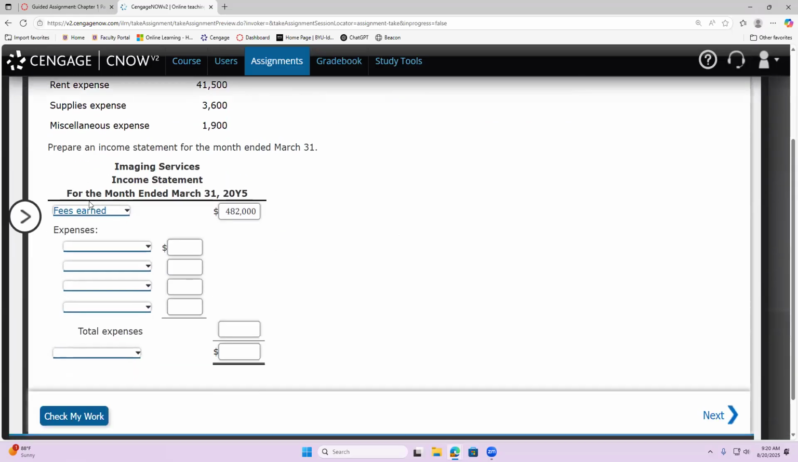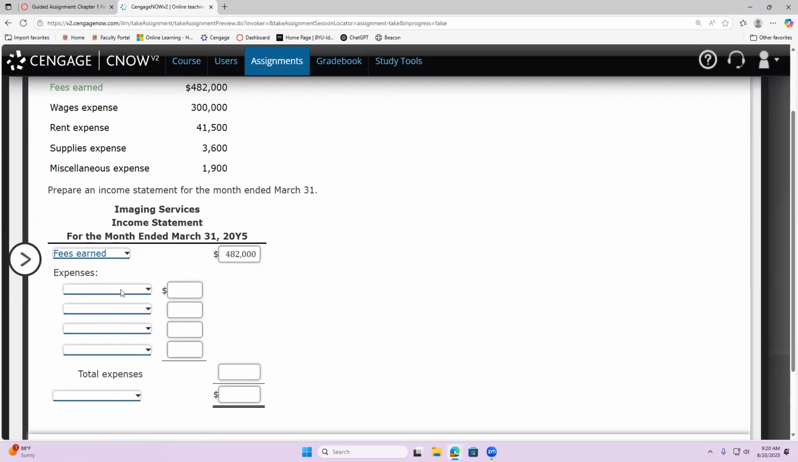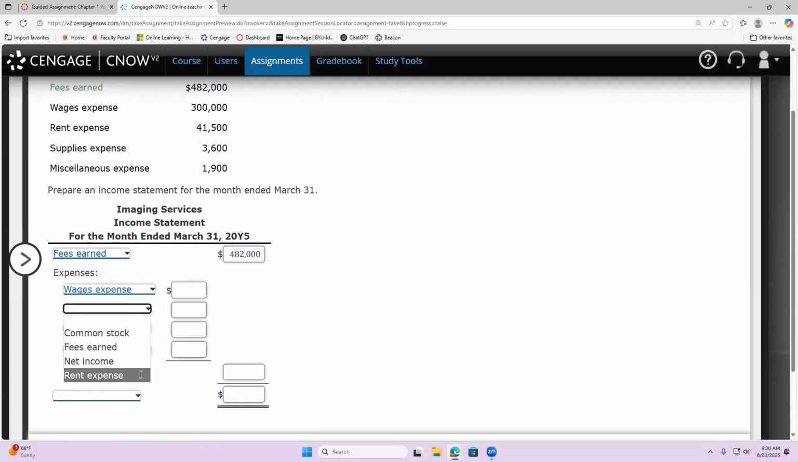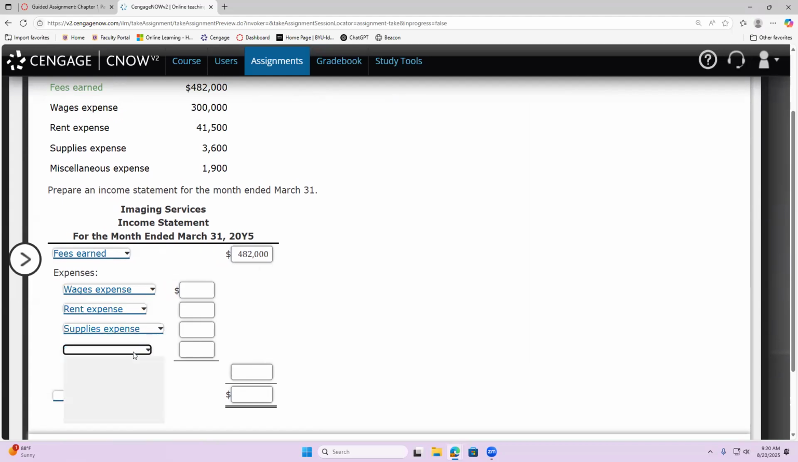And then the other thing on an income statement are all of the expenses. So we have wages expense, rent expense, supplies expense, and miscellaneous.